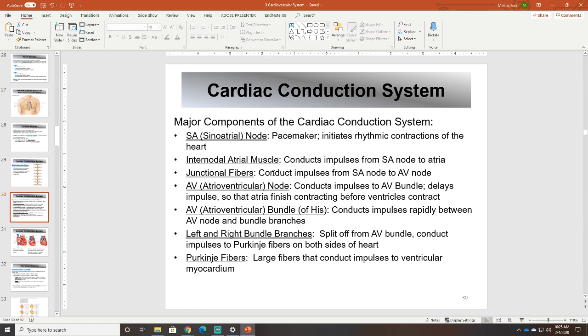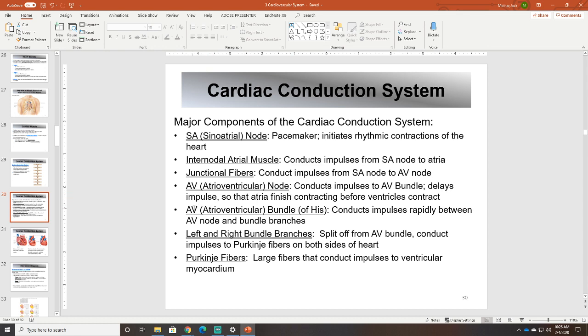The junctional fibers conduct impulses from SA node to AV node, from the sinoatrial node to the atrioventricular node. Then the AV node conducts impulses to the AV bundle, as we said. It also delays the impulse so that the ventricles don't contract while the atria are contracting. If the ventricles and the atria contracted at the same time, this would prevent ventricular filling. This would prevent the ventricles from getting full of blood before they contract. And so if they're not getting filled with blood when they contract, then the ventricles aren't being as efficient as they need to be.